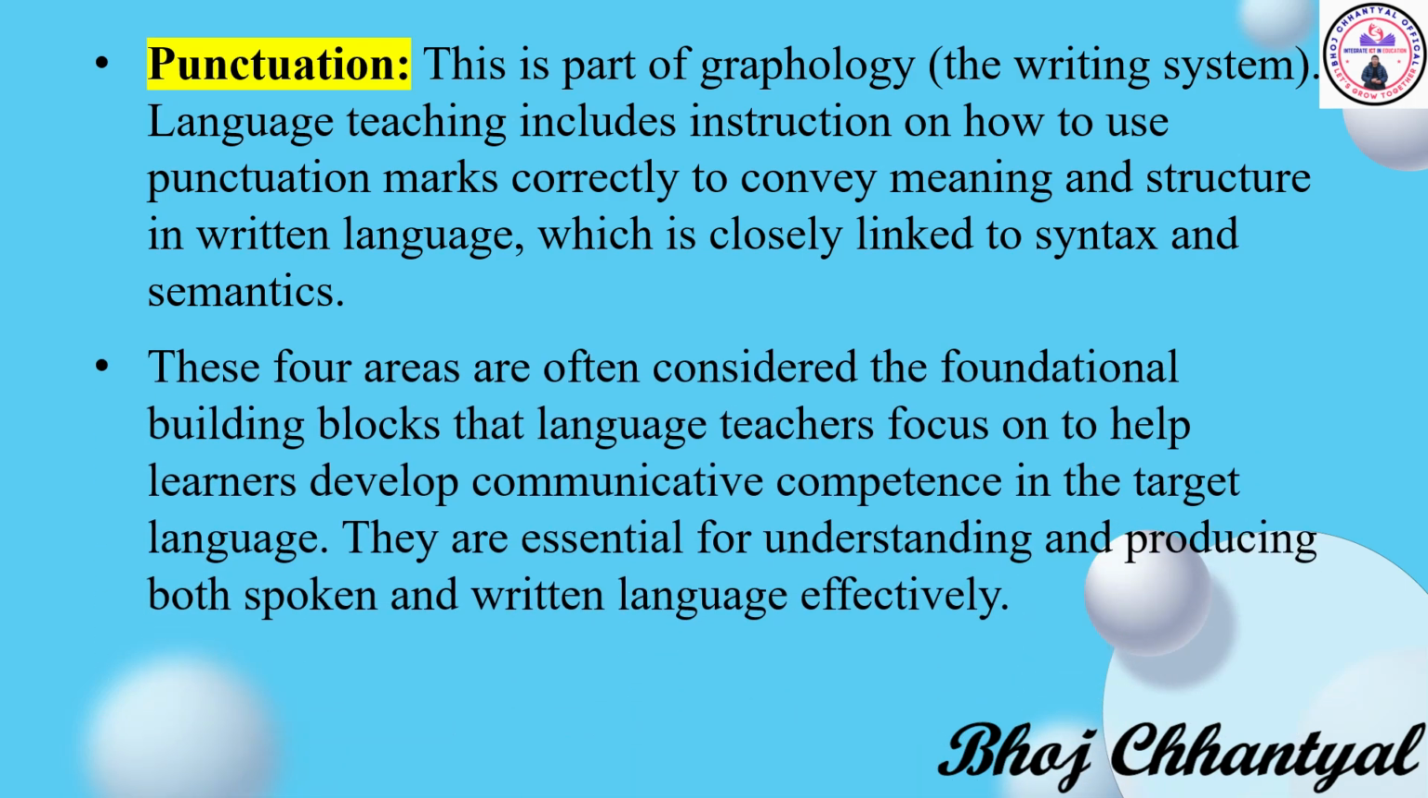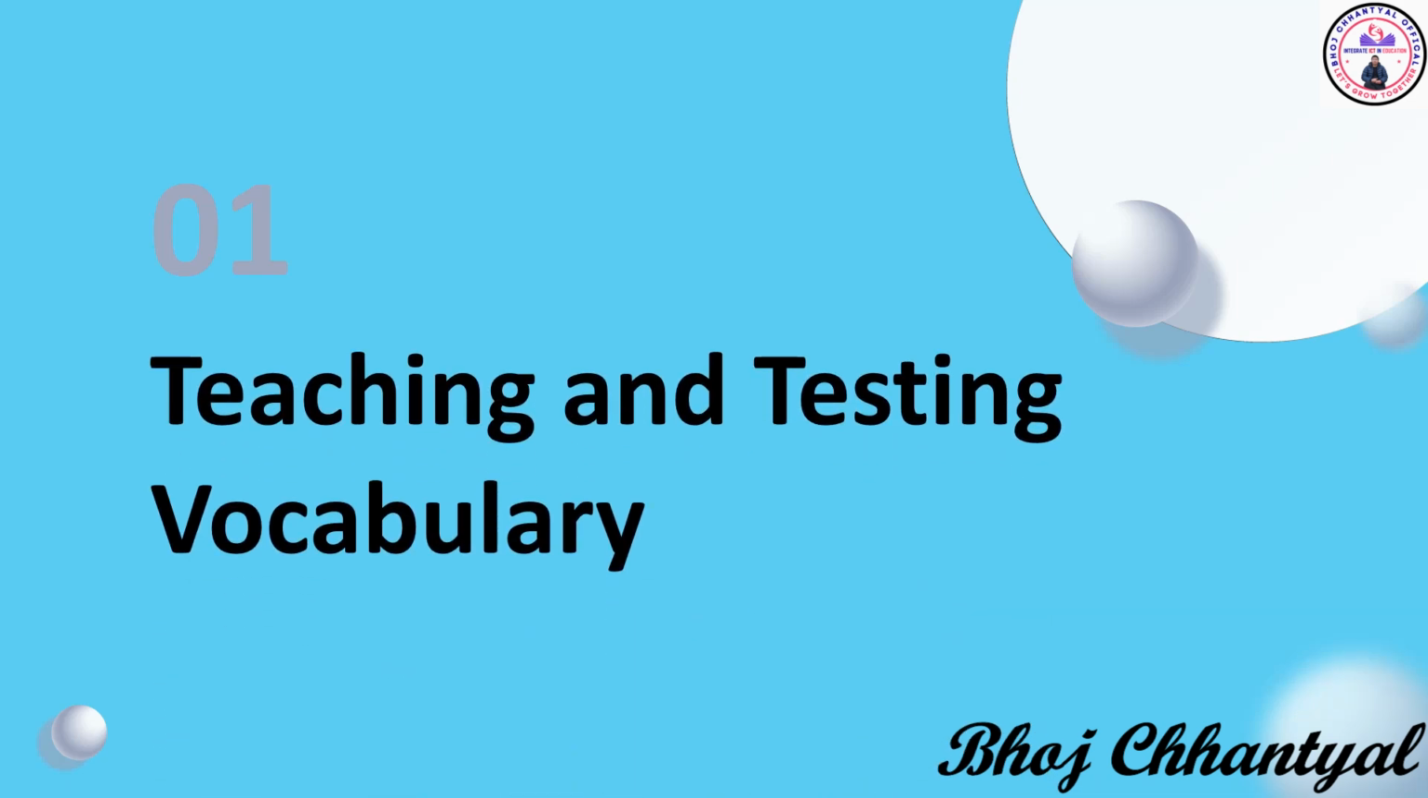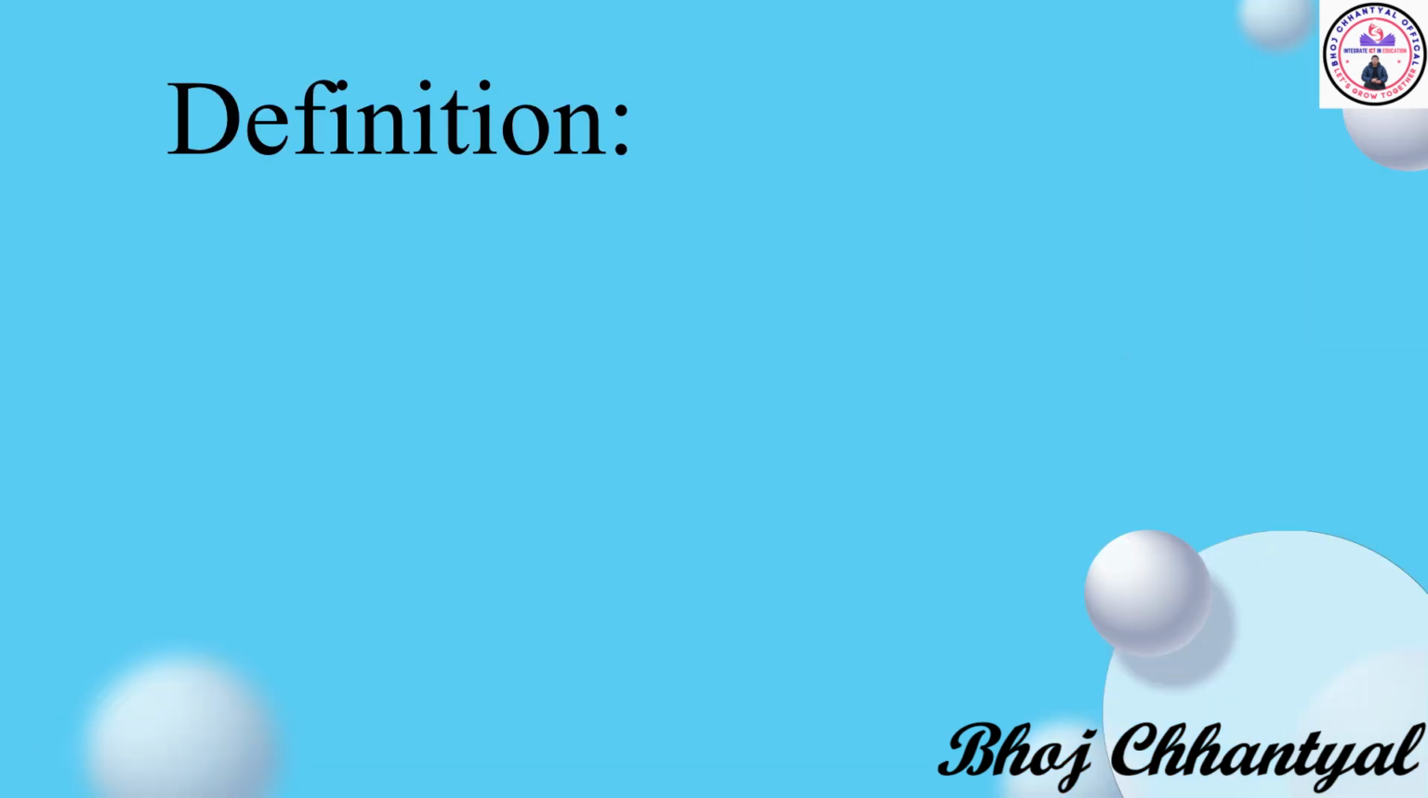These four areas are often considered the foundational building blocks that language teachers focus on to help learners develop communicative competence in the target language. They are essential for understanding and producing both spoken and written language effectively. Let's start from teaching and testing vocabulary, the first aspect of language learning, with its definition.